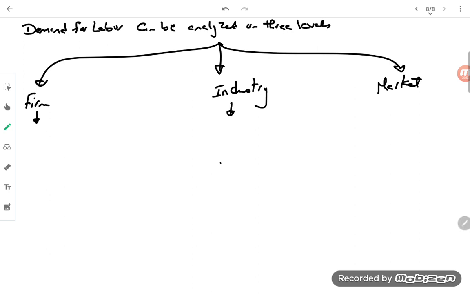While at industry level, to analyze the effect of an increase in wage on employment of machinists in the entire aircraft industry, we utilize an industry demand curve, which is a summation for all firms in the market. Number three, market. To see how a wage increase affects the entire labor market in all industries, not only a specific industry, we use a market demand curve. So this is for a single firm.